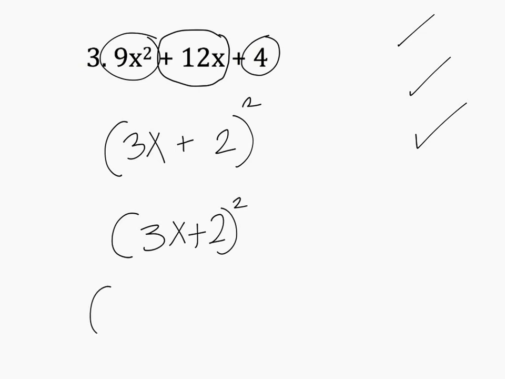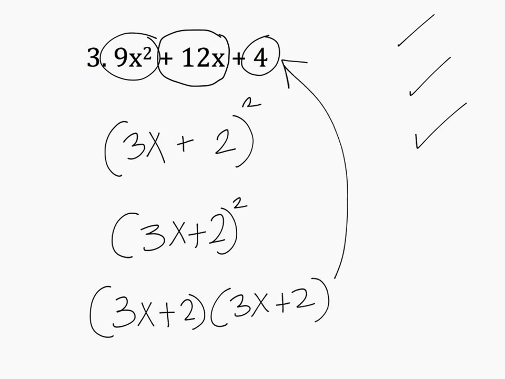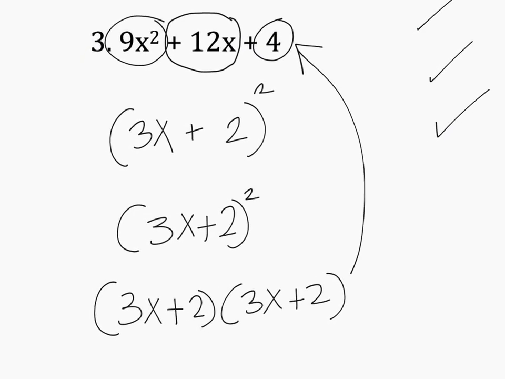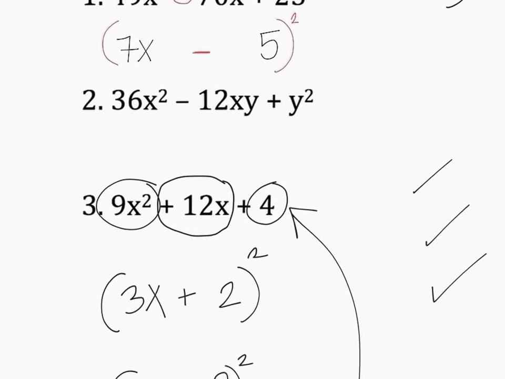Now if you want to check that, you can write it out algebraically. You can write out 3x plus 2 twice and FOIL it, and you will get exactly that. Or you can put this in y1, your factored form in y2, and you will see that they will be equal to each other. So this only works if you have a perfect square trinomial, if it satisfies 3 different rules. Now let's move on to number 2 and try this together.